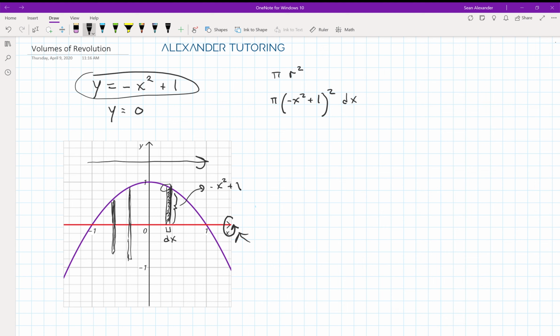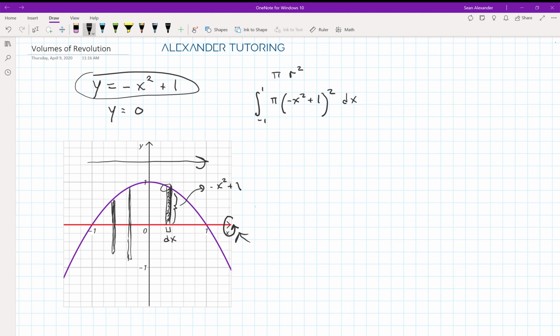We're summing all these disks. That's kind of like what an integral does. So we're going to take this disk volume and sum them up from -1 to 1. So that right there, team, is the hardest part of the problem. It's imagining what that disk looks like in your brain.